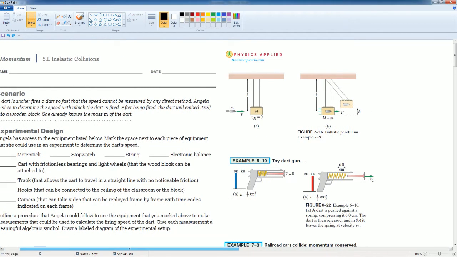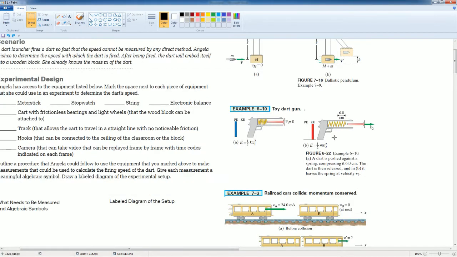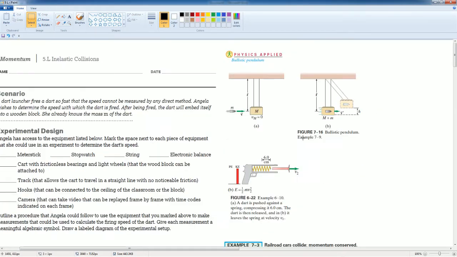Okay. This is like the ballistic pendulum problem, but this time the pendulum isn't swinging up. This pendulum is probably going to stay on a cart. The dart comes from a velocity that was shot by probably like a gun. So it is being shot by an object that has kinetic energy. So we're not really looking at the potential stuff here. So imagine a gun shooting a dart.